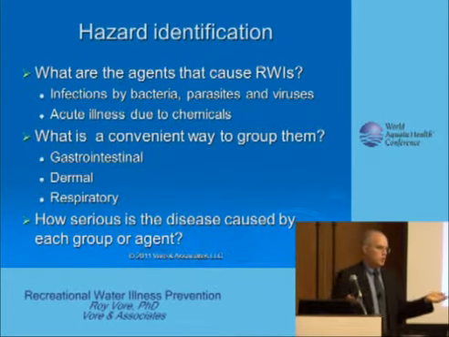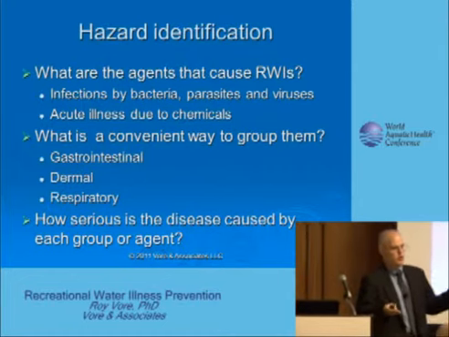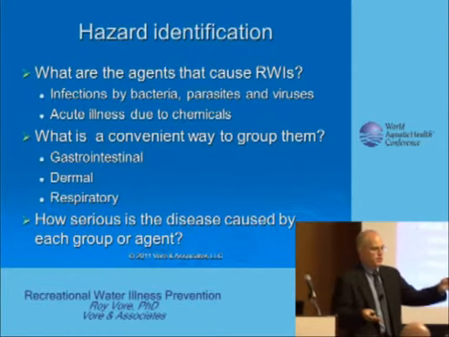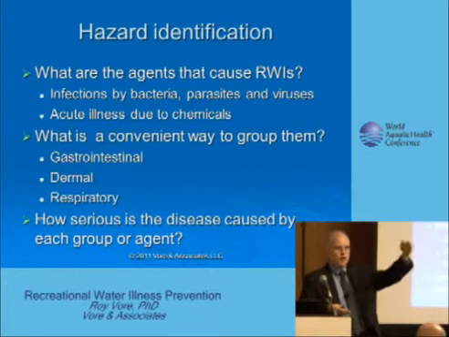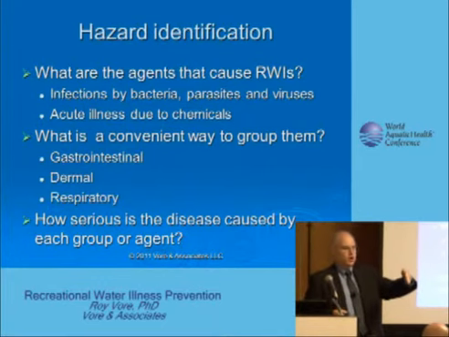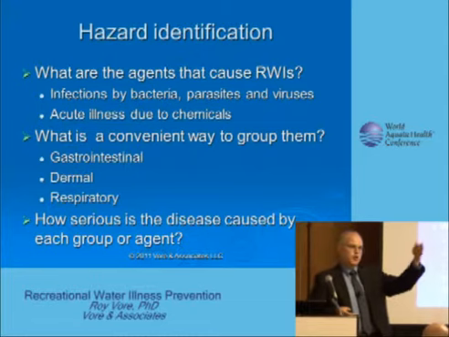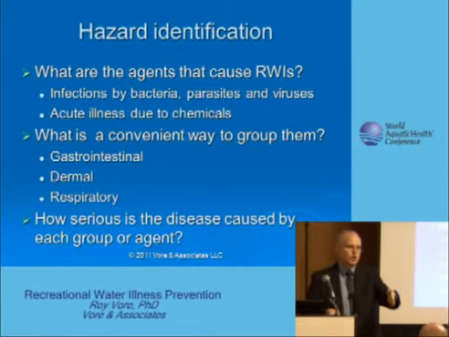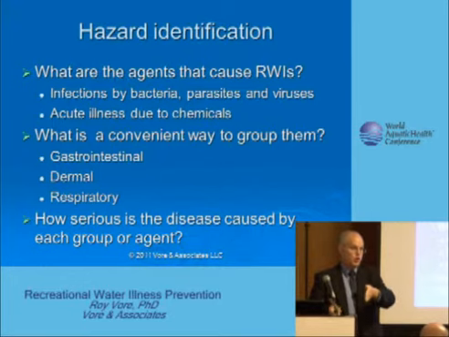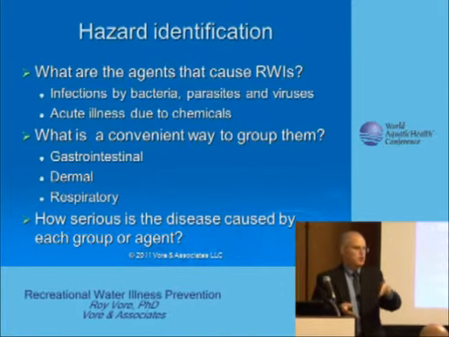What's a convenient way to group them? Well, there are different ways. The CDC has one method that involves a lot of these same categories, and it also has a neurological involvement in there. But the neurological agents, the Naegleria and Acanthamoeba, do not occur in treated waters, and that's what we're managing. So if we look at the categories of illnesses that we're going to have in treated waters, these are the categories that I've used for a few years, and we're going to continue to use these through the NSPF.